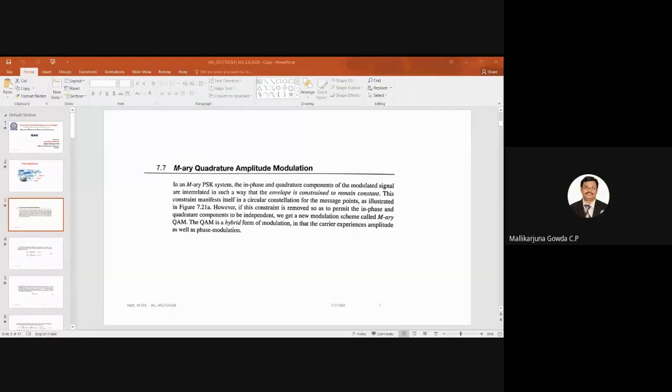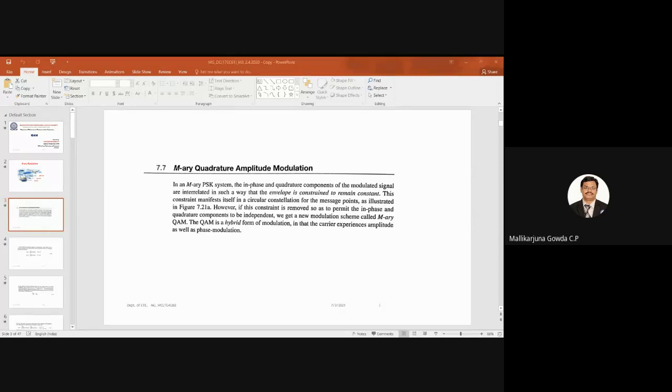Don't think that it is something complicated and you cannot define. At least it should be there in your mind that so far, whatever modulation techniques we have discussed, we used to vary only one parameter of the carrier signal, either frequency or phase or amplitude. Only these are the three main parameters. Any one of these parameters of the carrier signal we used to vary according to the message signal.